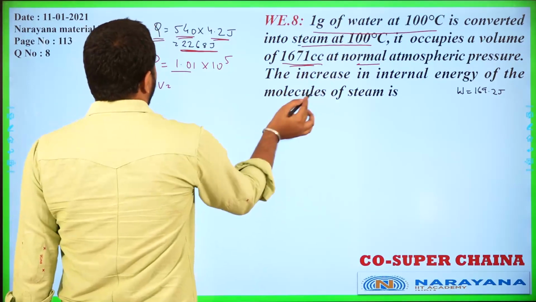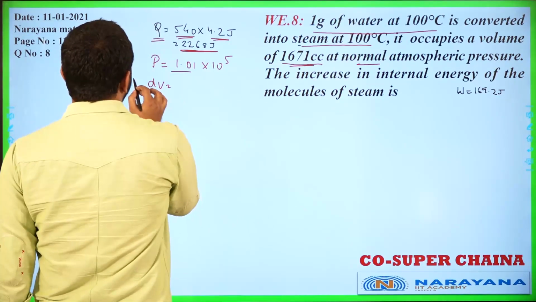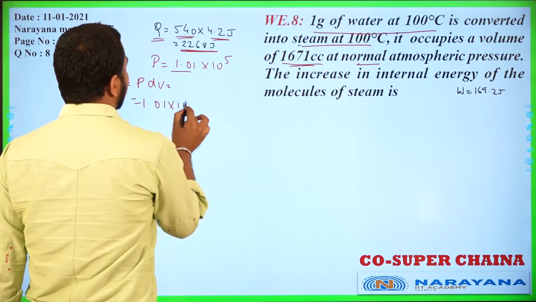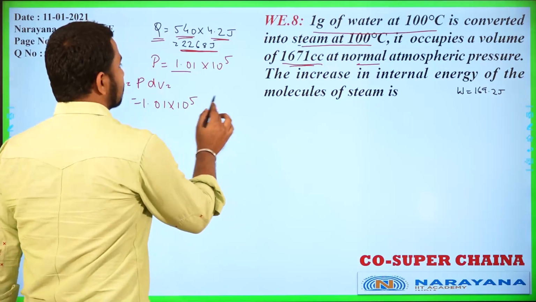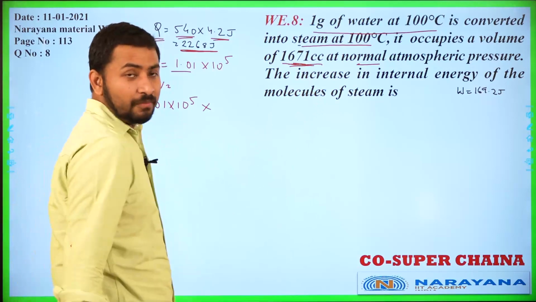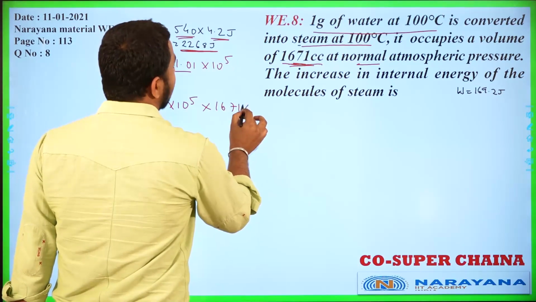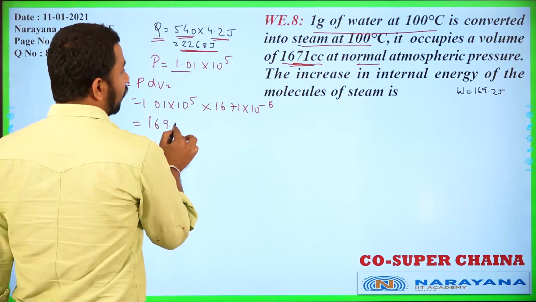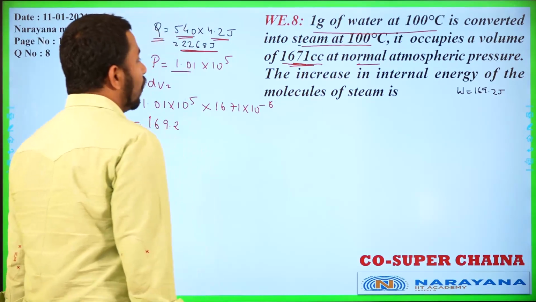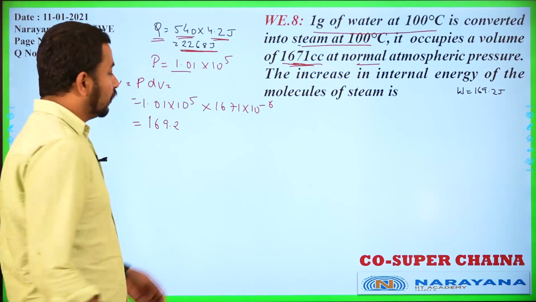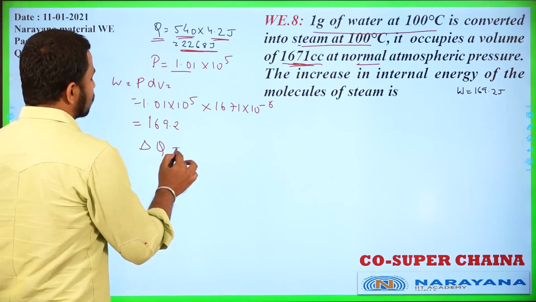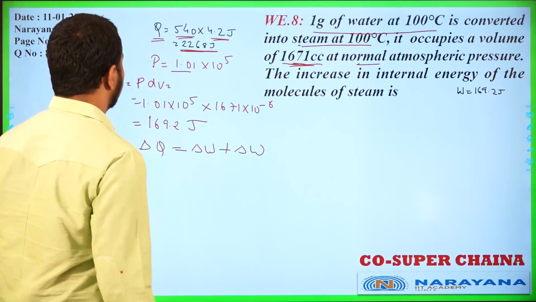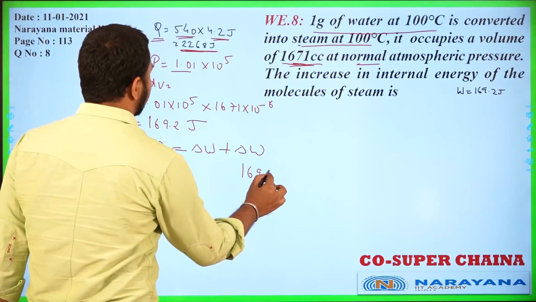Work done will be P dV. Just substitute the value of P here, 1.01 into 10 to the power 5, and dV you have to convert into meter cube, so 1671 into 10 to the power minus 6. If you do all the calculation, work done will be 169.2. Now if we apply the first law of thermodynamics, delta Q is equal to delta U plus delta W. Delta W is 169.2 joule, so just substitute the value here.